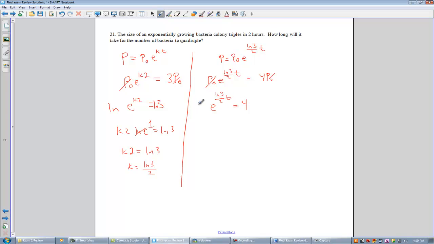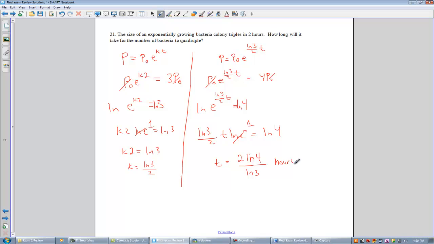To bring down the exponent, you ln both sides. So we'll ln both sides, and we'll get ln of 3 divided by 2 times t ln of e equals ln of 4. ln of e is 1. And so now we can just solve for t. So t is equal to, right, to move over divide by 2, you multiply by 2. So you get 2 ln of 4. And then to move over the ln of 3, you divide by ln of 3.